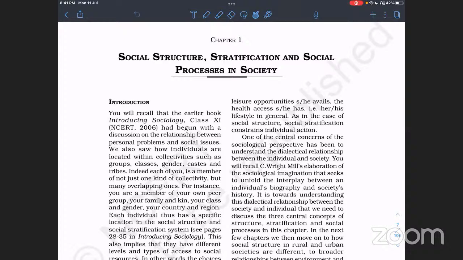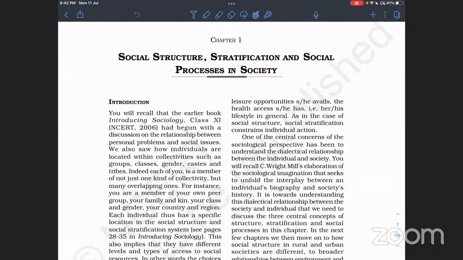So some of you may be thinking, what is this social processes? Social processes are nothing but the way these interactions are happening. I told you, right? Different social institutions interact with each other. Just now I told you in today's session itself. Then what is the nature of these interactions? How these interactions are happening and what is the nature of these interactions is what we will try to study in social processes. I know, still it will be unclear.